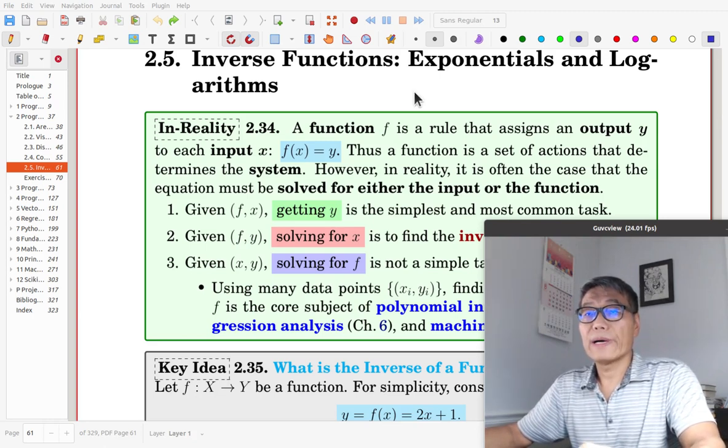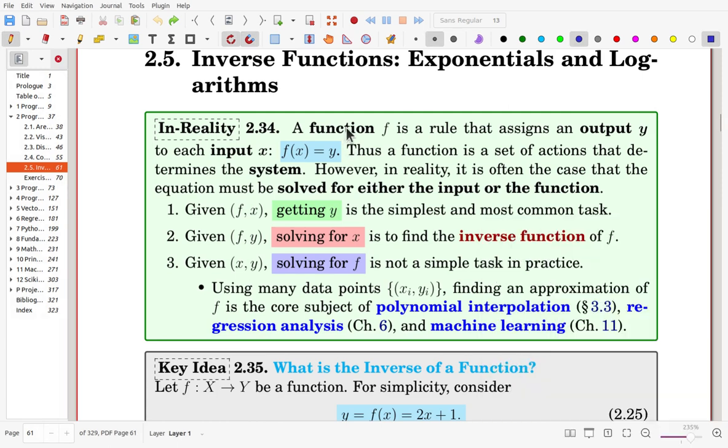Section 2.5, Inverse Functions, Exponentials, and Logarithms. In this section, we'll consider a little bit of reality. A function f is a rule that assigns an output y to each input x. So we can express the function f in this form: f of x equals y. So a function is a set of actions that determines the system.